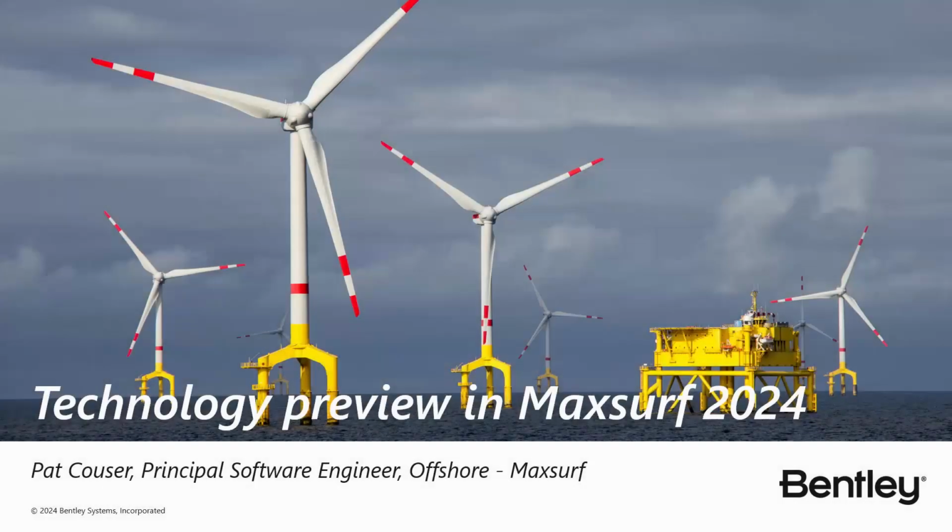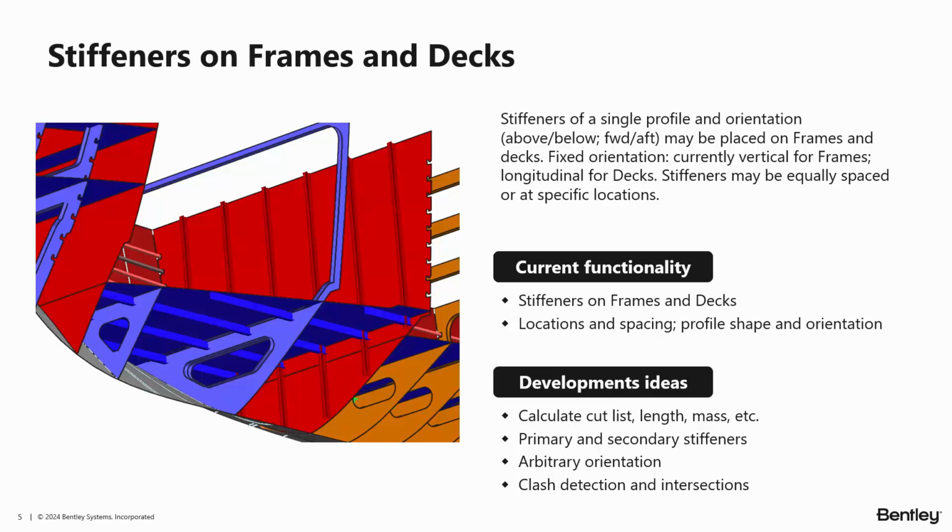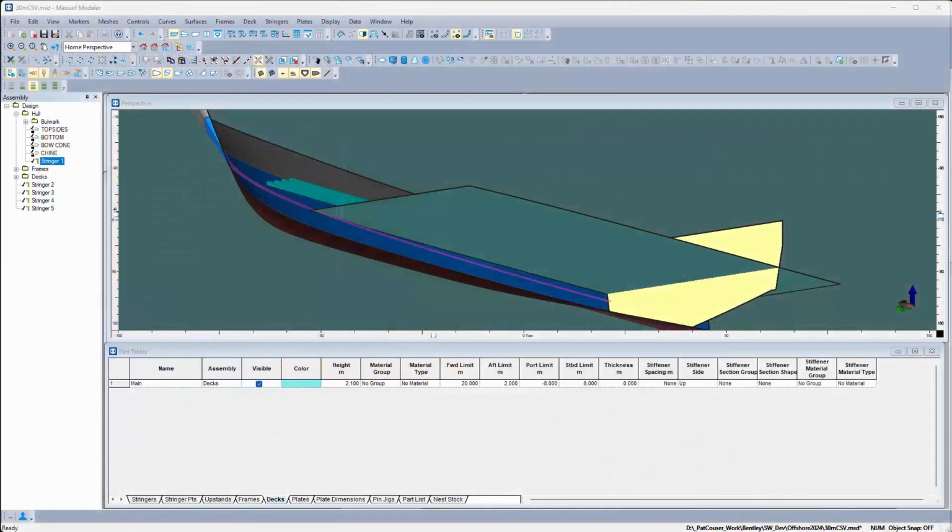Another feature we've been experimenting with is being able to lay out stiffeners on decks and frames. At the moment, these are fixed, so they're vertical on frames and longitudinal on decks. They're very similar to stringers, except they're always straight. And you can specify the spacing, or you can specify a number of positions where you want them located, not necessarily evenly.